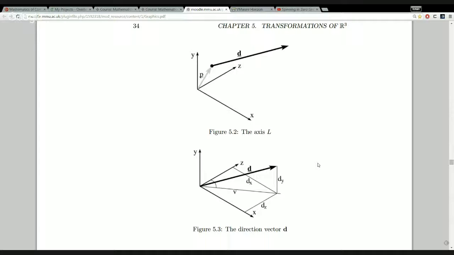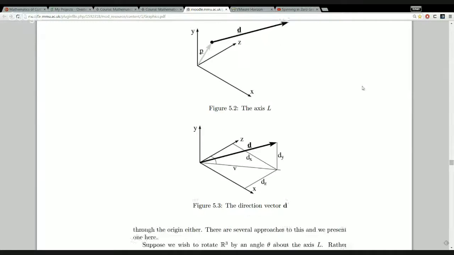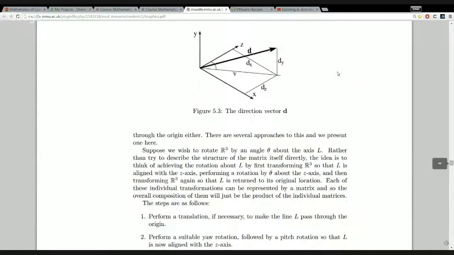And let's say I want to rotate around that line by some angle. We want to rotate by an angle theta around that line now. Okay, again, what I'm not interested in is figuring out exactly what the matrix looks like. Instead, I think of it as a sequence of standard transformations which we've already gone to the trouble of defining. Okay? So these are the steps.